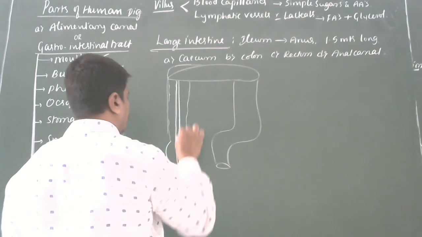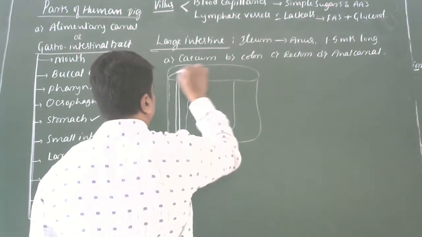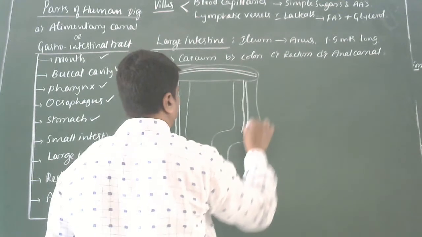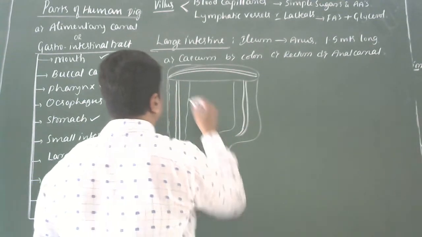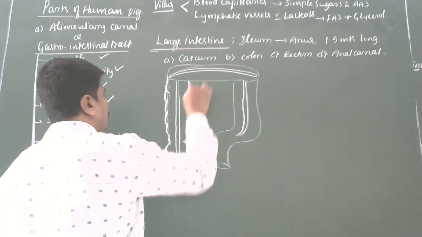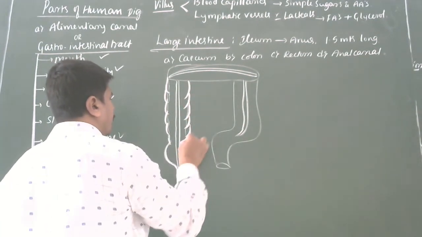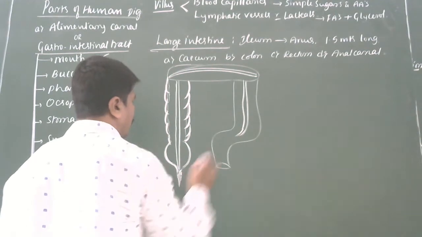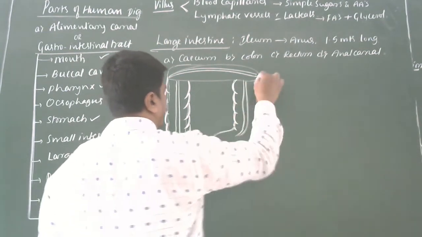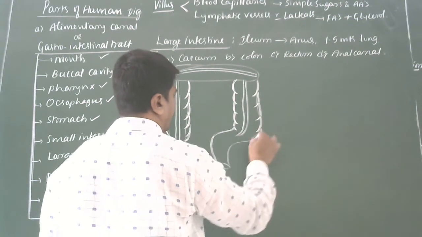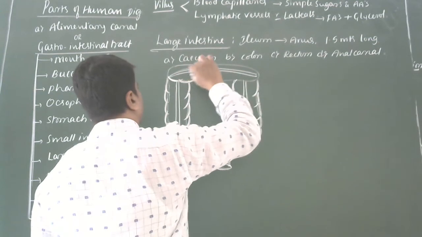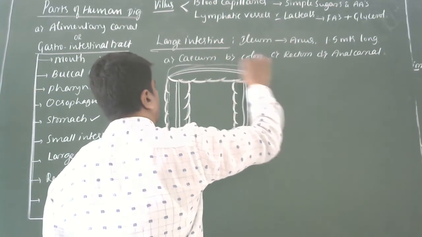This complete picture is nothing but the large intestine. As I said, it has four parts: cecum, colon, rectum, and anal canal. Okay, look at the board.